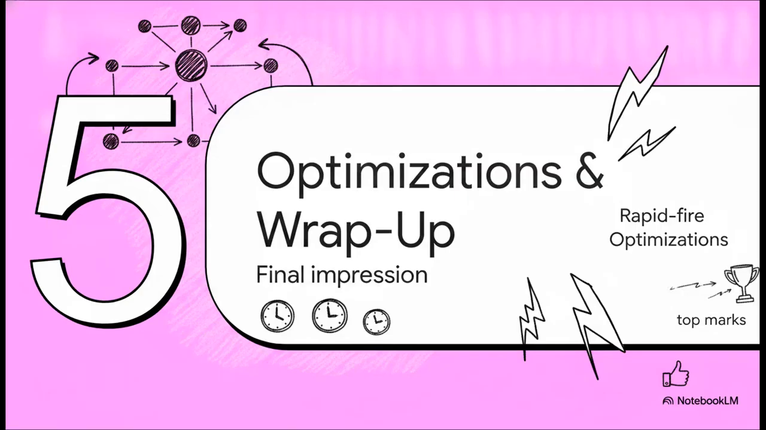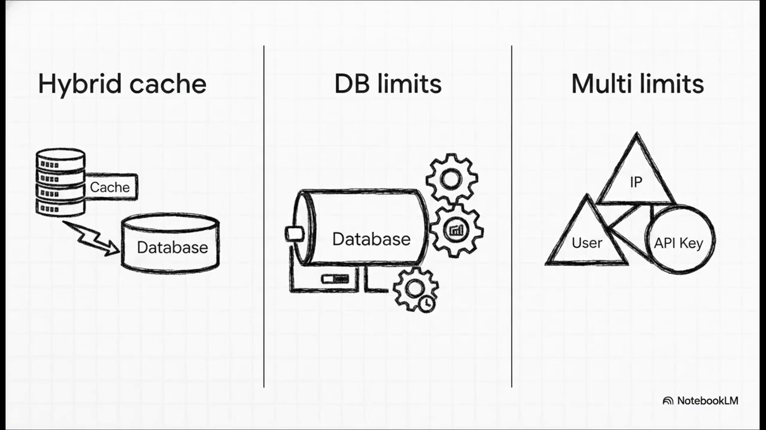Finally, Section 5, optimizations and wrap-up. Let's nail that final impression. So we've successfully built a robust distributed system. But as the interview clock starts winding down, having a few rapid-fire optimizations in your back pocket will absolutely secure you top marks. You can easily impress the panel by suggesting a hybrid approach for extremely high-traffic situations. This means keeping a short-lived, local approximate counter on the app server that just periodically syncs to Redis, basically trading a tiny bit of accuracy for blazing fast speed.